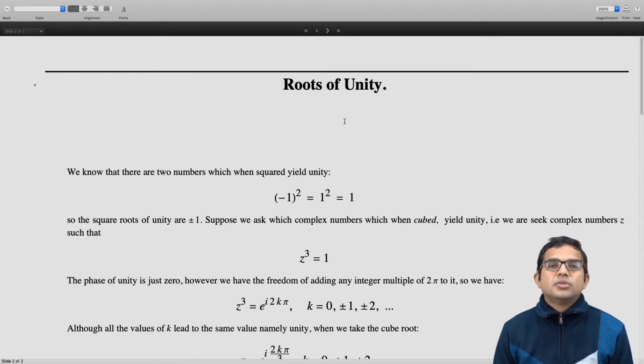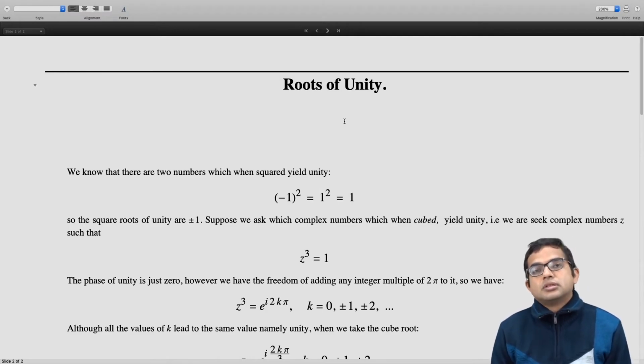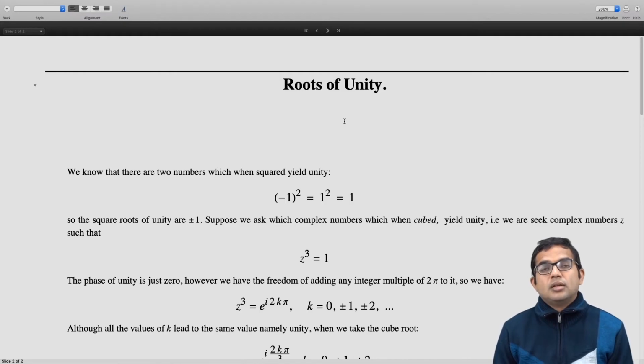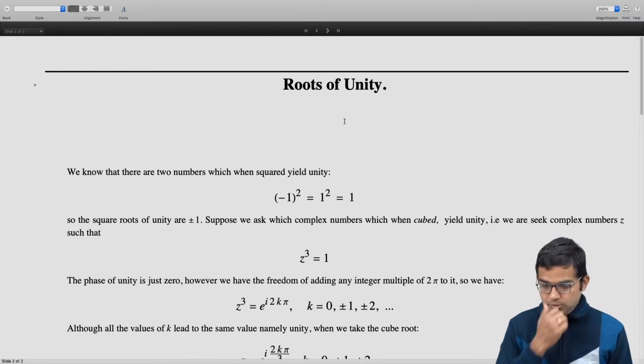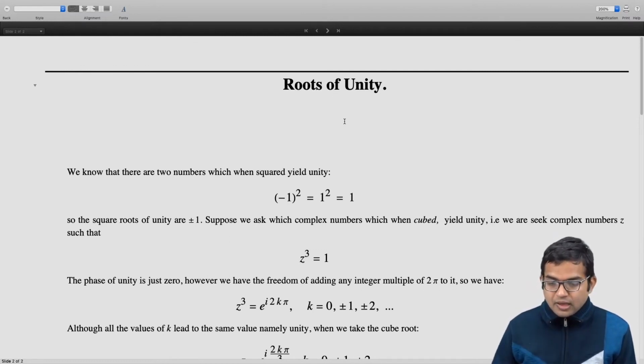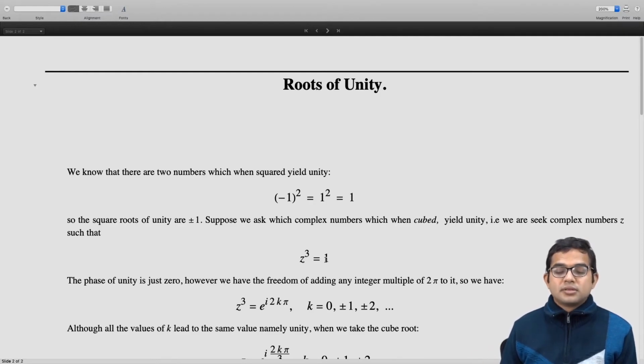If we ask for only real numbers which when cubed give you 1, the answer is just 1. There is only one such real number, and that is 1. But if you allow for complex numbers, there are in fact 3 complex numbers which when cubed will give you 1, right? One way to see this is to recognize that we are solving the equation z cubed is equal to 1, but the right hand side can be written in a canonical form with a modulus. So 1 itself is a complex number whose modulus is unity and whose phase is 0.